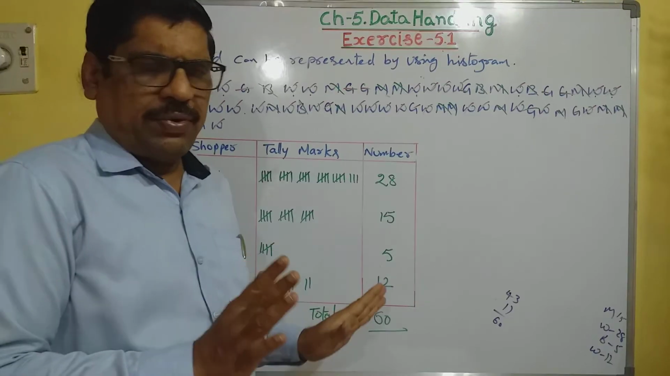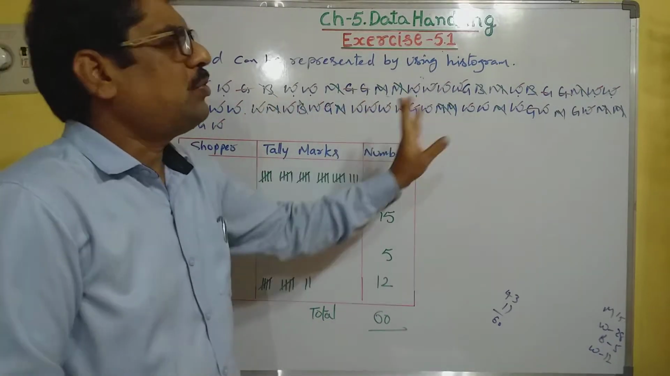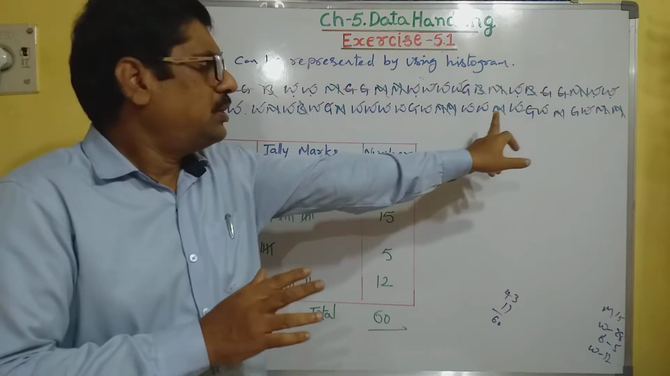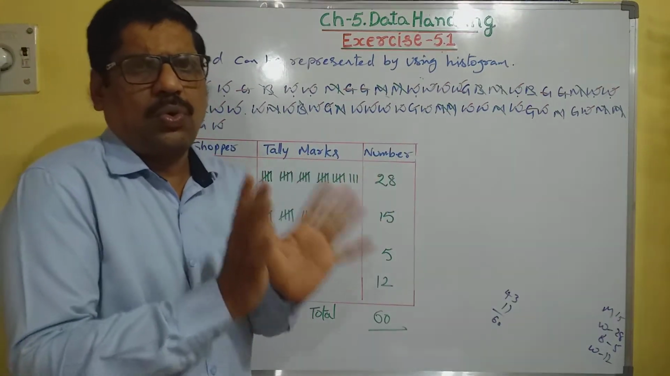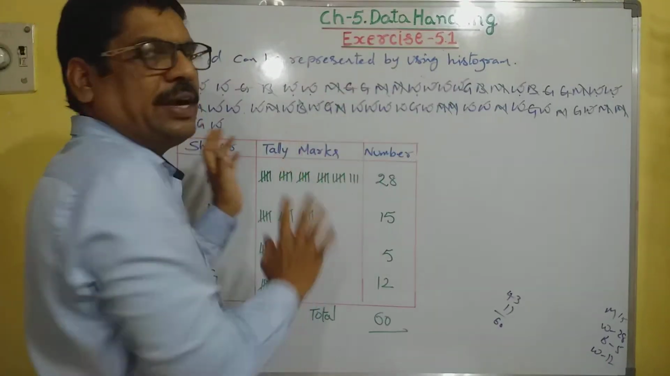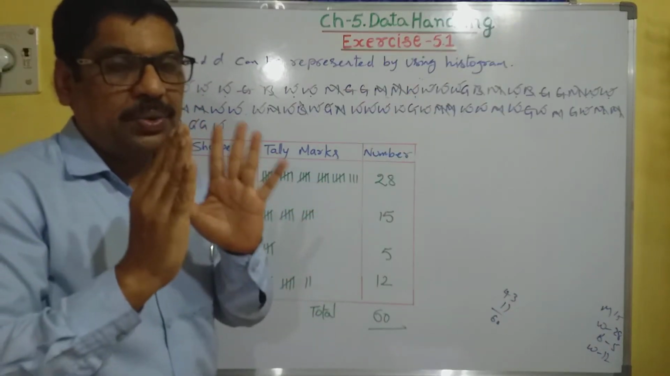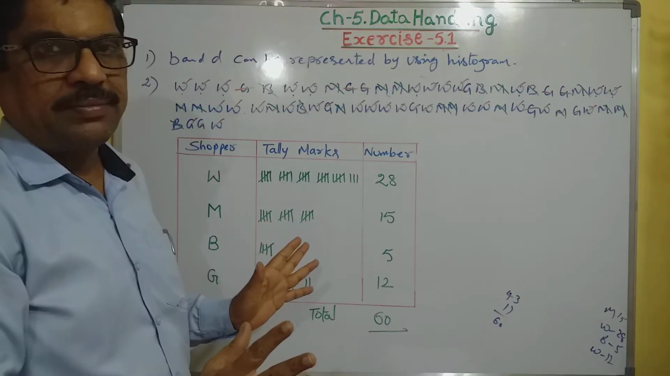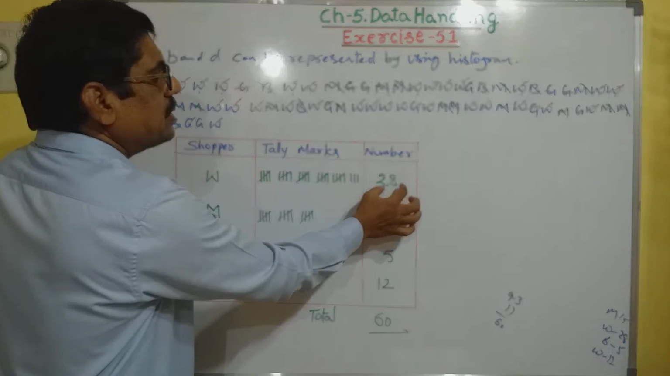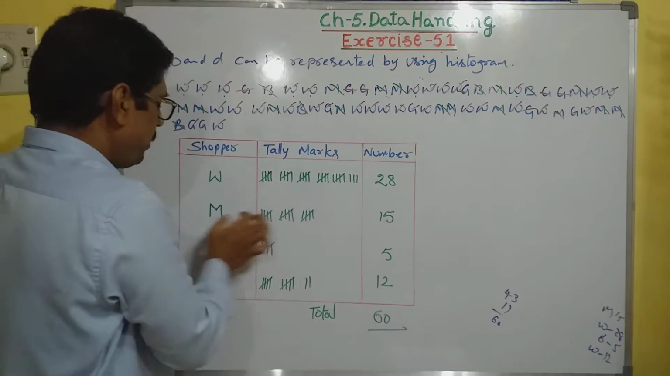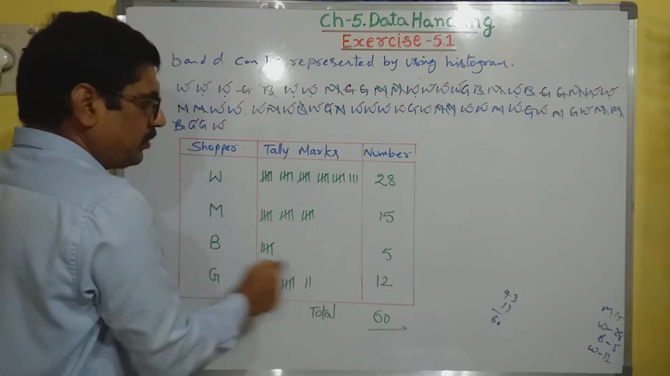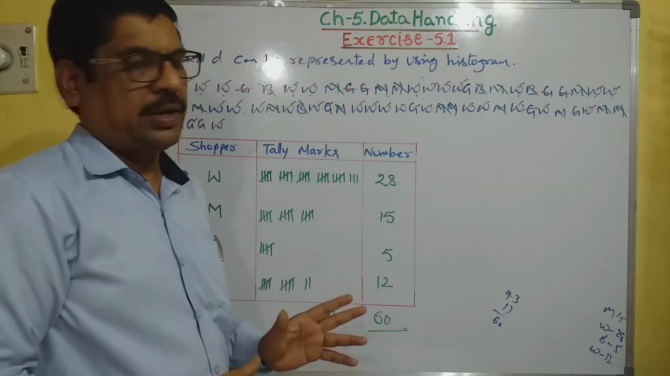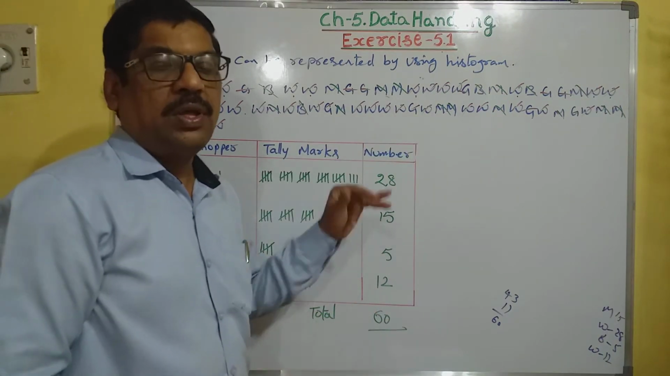Here there is clarity for that. Now look at this. Here the values are given directly as a list. This is called ungrouped data. There is no group. But here this entire raw data we have divided into groups as women, men, boys and girls separately. So there are 28 women, 15 men, 5 boys and 12 girls. We have separated and written it as grouped data. So this is ungrouped data and this is grouped data.